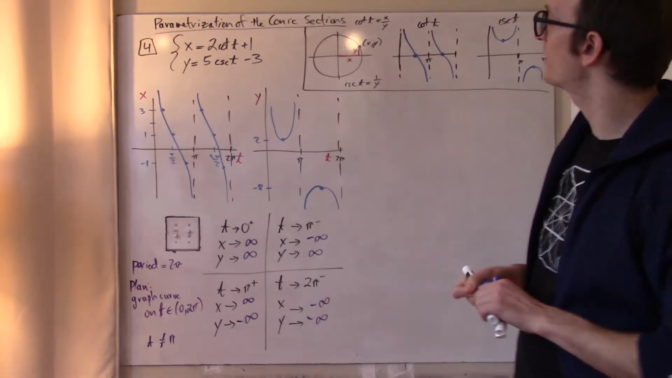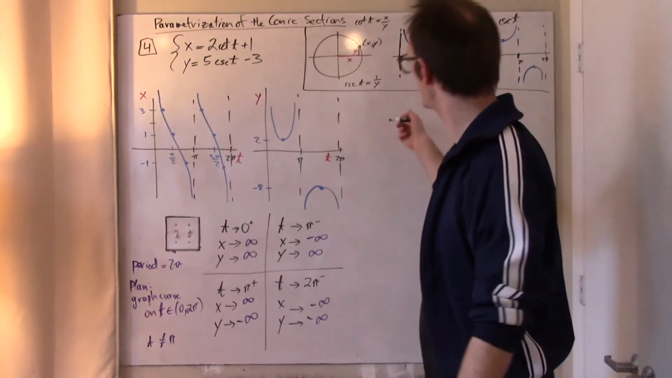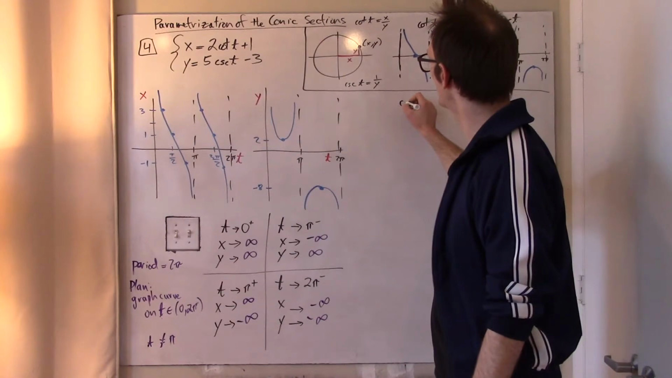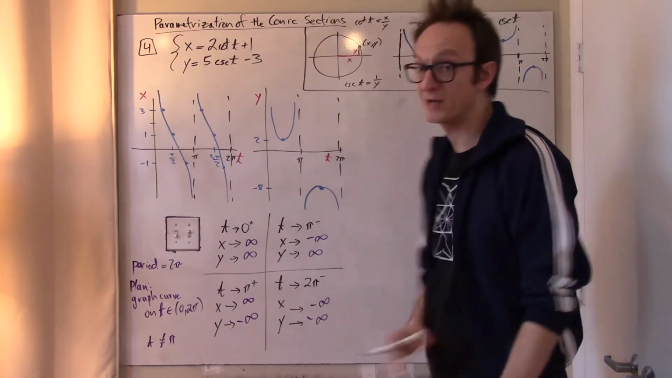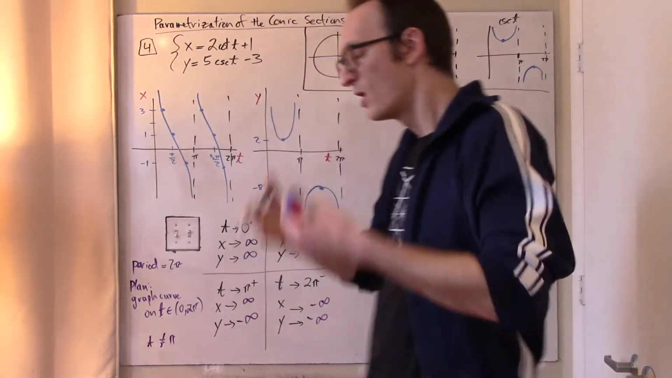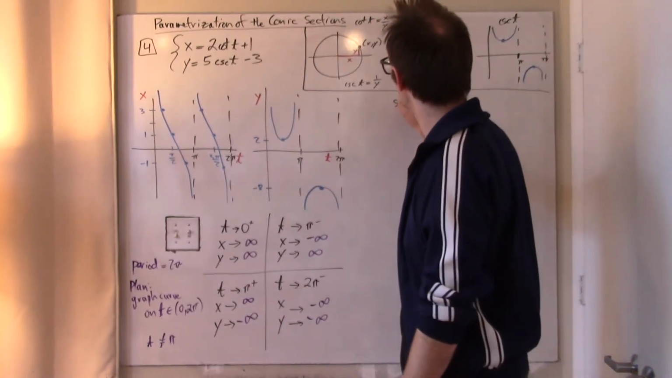How do we eliminate the parameter? Well, here we are going to use the Pythagorean identity for cotan and cosecant. What is it? You might not know this.